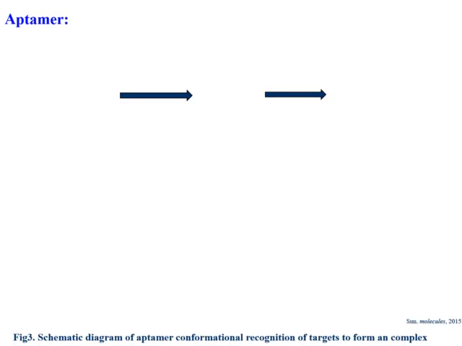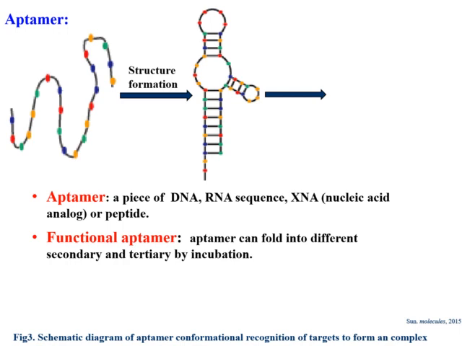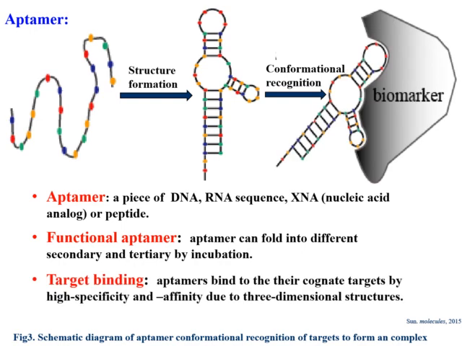Then is aptamer. So what is an aptamer? As you can see here, an aptamer is just a piece of DNA, RNA sequence, or XNA or peptide, and then by incubation it will form a structure. In this way, it has different secondary and tertiary structures. Then, when the target is added, it will bind to the target with high specificity and affinity. So, the aptamers can detect the target.